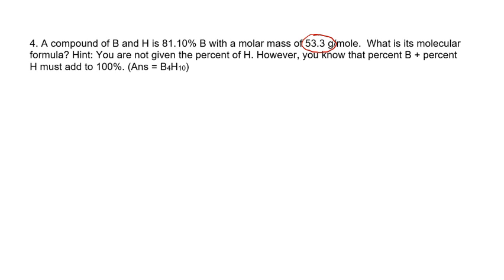However, if you know that percent B plus percent H must add to 100%, then you know that if you take 100% minus 81.1%, that is going to be equal to 18.9% hydrogen. So you are given it indirectly, so watch out for that. So now you have your grams of hydrogen, you have your grams of boron. Let me warn you here, this might be one that shows up with a fraction. So I want you to pause.